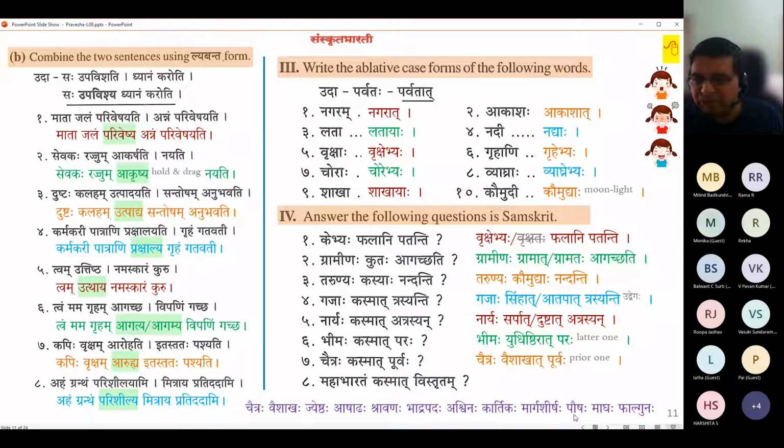We say Pushya instead of Paushaha. We say Pushya, Magha, Palguna. So some variations are there, but this is the standard. Chaitraha, Vaishakaha, Jyeshtaha, Ashadaha, Shravanaha, Bhadrapadaha, Ashwinaha, Kartikaha, Margashiraha, Paushaha, Magaha, Palgunaha. Starting from March, I guess, Chaitra.